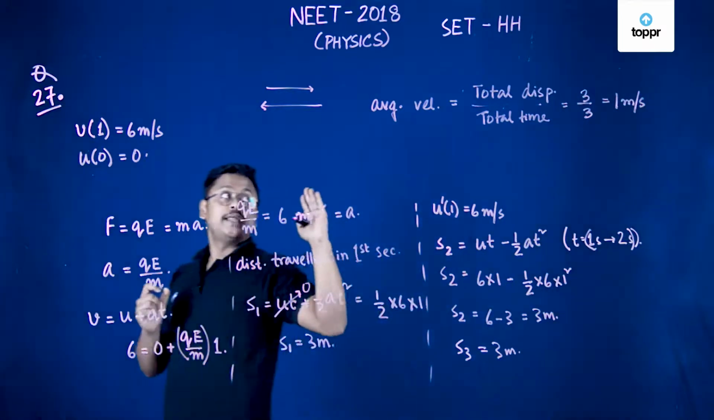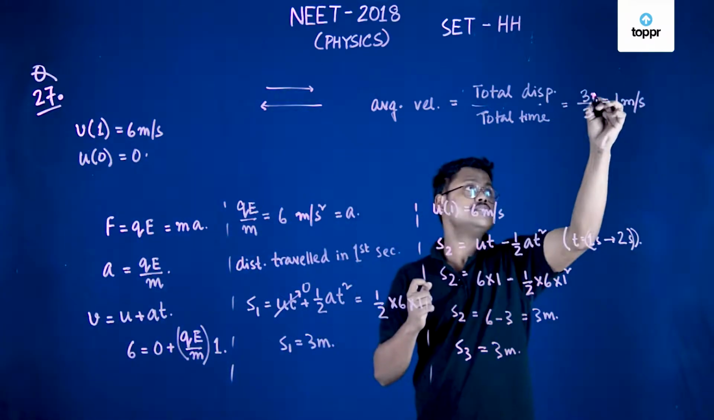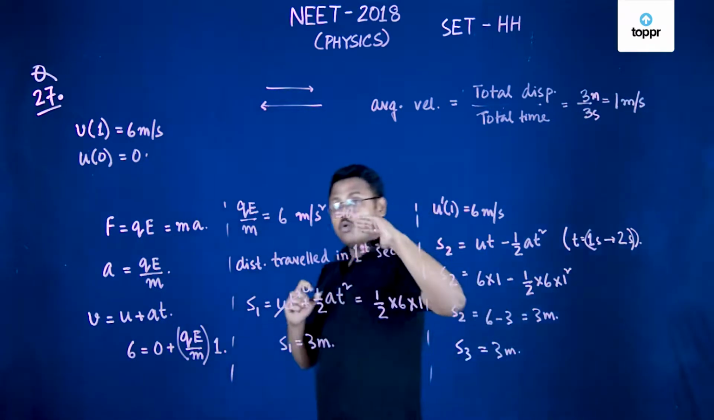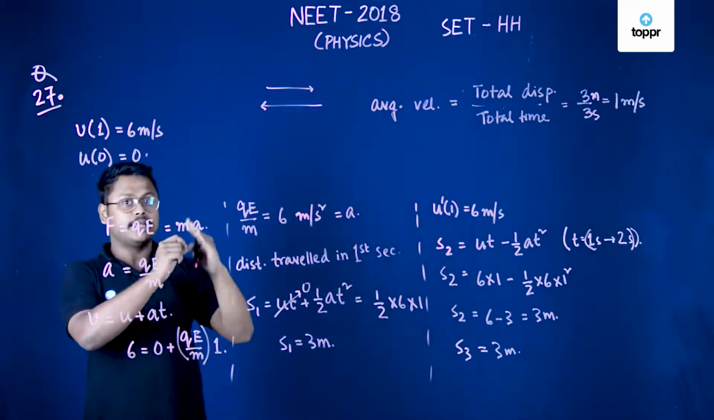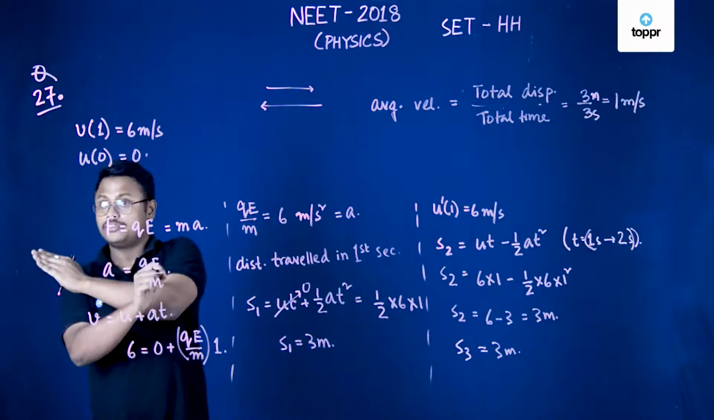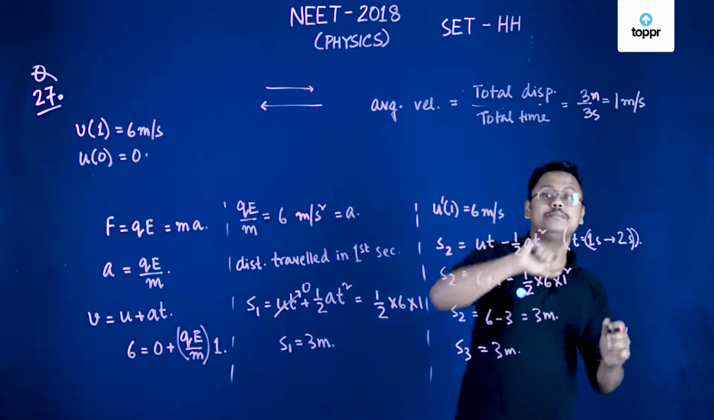Why am I taking the total displacement to be 3 meter? Because this is 3 meter and this is 3 second. Because 3 meter it went on one side, then again it came back, then again it came back another 3 meter, right? So the total displacement is just 3 meter and the total time is 3 second.